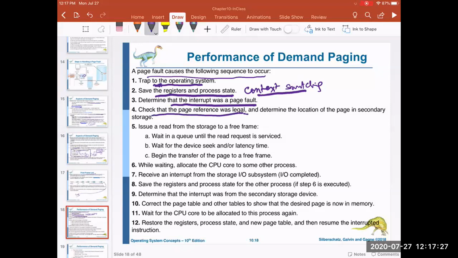Legal means it is allowed, because we have two meanings for R. One, the address space is not legal, and number two, the page reference is allowed, but the frame is not inside the memory.